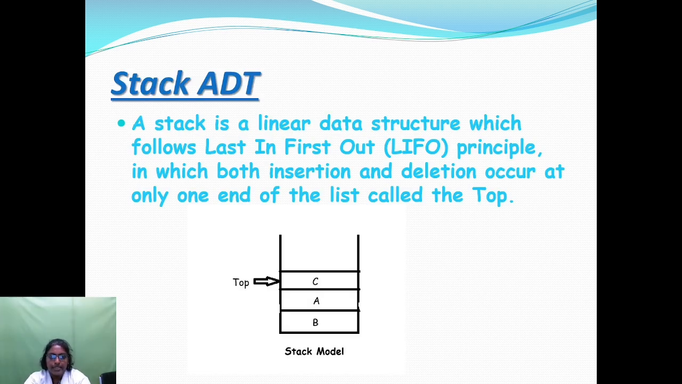Stack abstract data type. Normally, for stack abstract data type we use a linear data structure, following the last in first out principle. Here we are going to insert data in a single direction. Insertion and deletion occur only on one side, and that side is called the top. In the example we have A, C and B, and the top is at the upper level. Only at the top will data be inserted or deleted; only the top of the data is going to change.